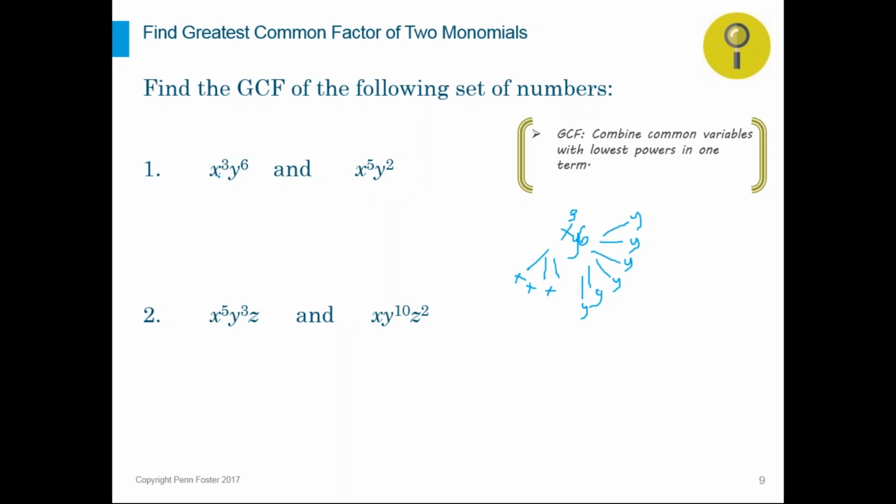So x appears here and there. Which one has the lowest power? X to the third is the lowest power. Then x to the third would be part of our GCF.